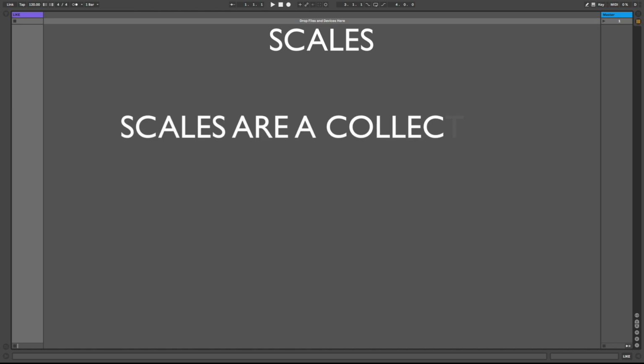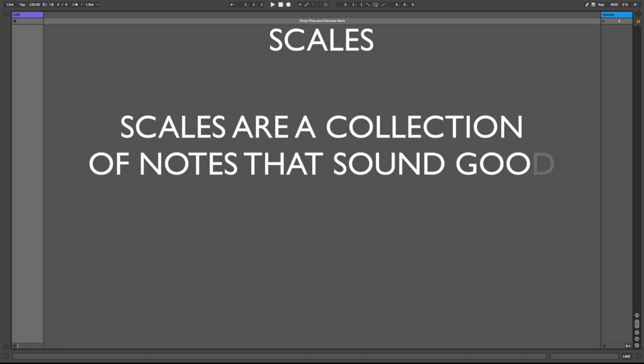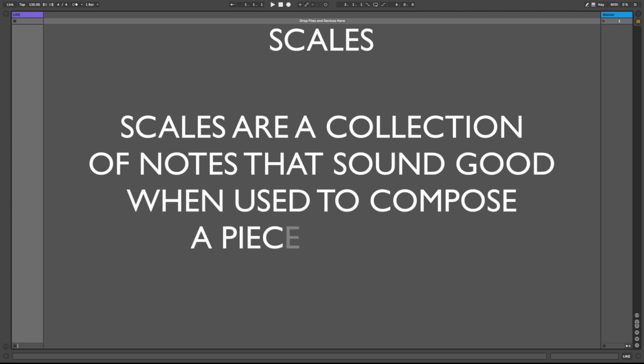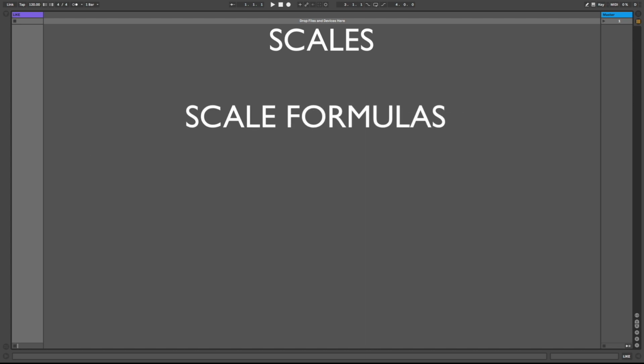Scales are a collection of notes which theoretically sound good when used to compose a piece of music. If you used any random notes to make up a melody or chord, it's likely that there wouldn't be any harmonic relationship between many of the notes that you've played, and thus it would be very difficult to compose a solid piece of music. Therefore, you can use scale formulas and the notes within them as a template to help create your chord progressions, melodies, and harmonies, and this will ensure that they all belong together and thus sound good in your song.